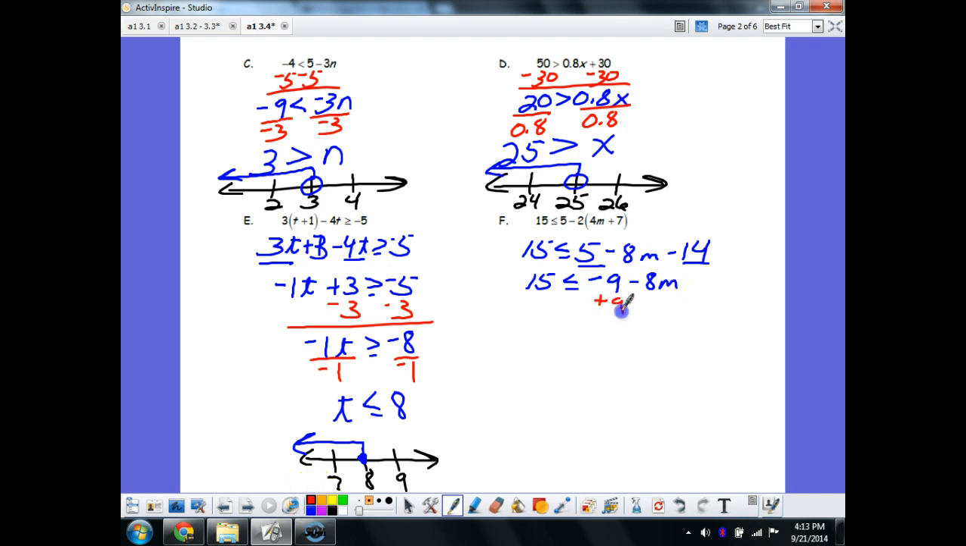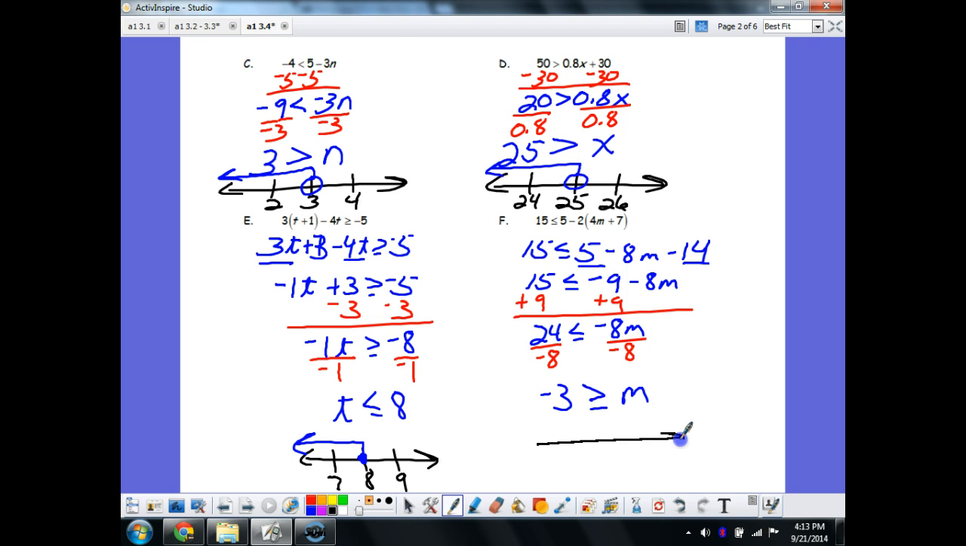And we add 9. Therefore, 24 is less than or equal to negative 8m. Then we divide both sides by negative 8. Since we're dividing both sides by a negative value, we need to flip that inequality. So we have negative 3 is greater than or equal to m.